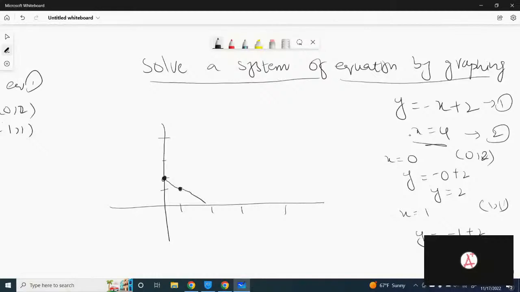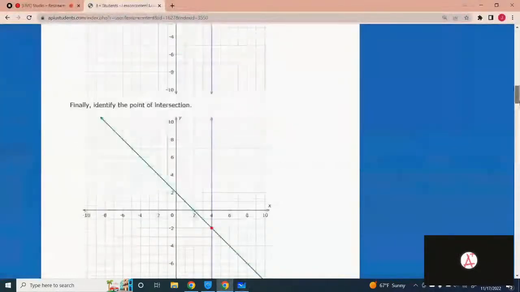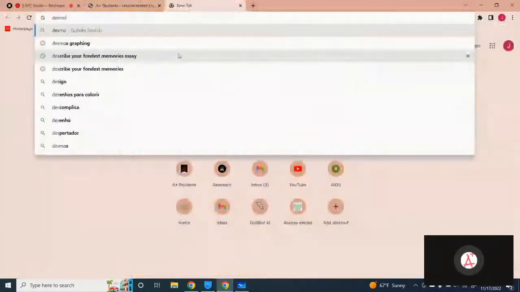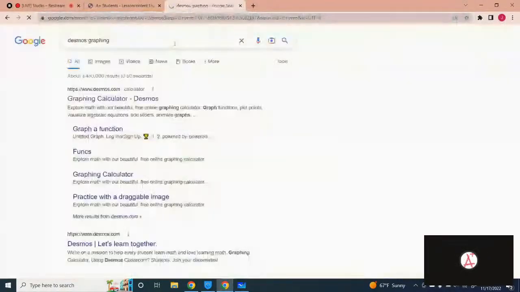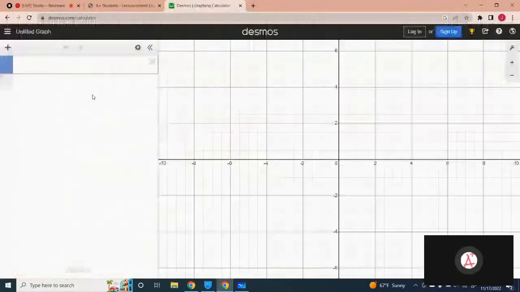It would be like this. And the second one is x equals 4. Here x equals 4. You have to draw a straight line on the point. This is basically the point of intersection of the two equations. Got it? I can plot the points on the online graphing calculator, because on the board it is difficult to find the exact points, but on the graphing calculator, I can find the exact points.